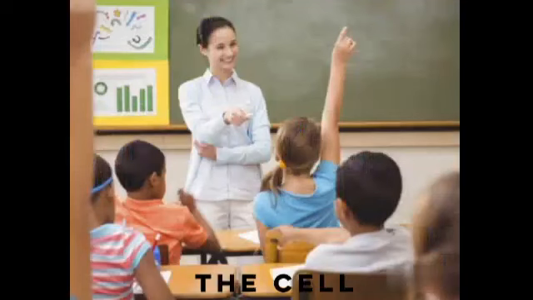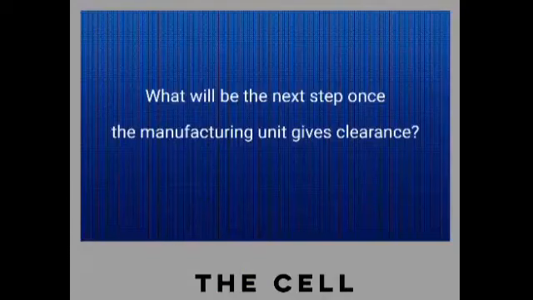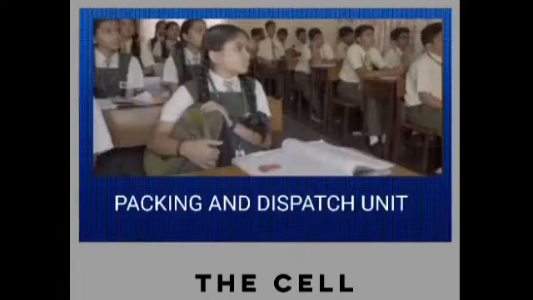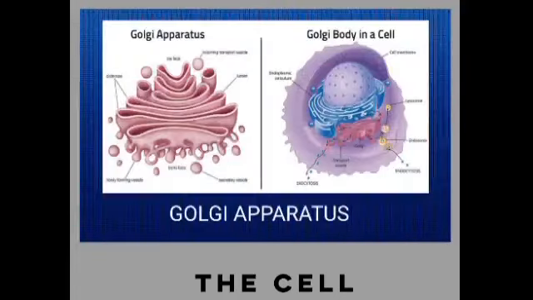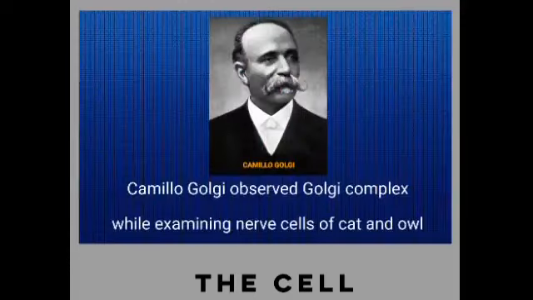Dear Slaters, can you tell what will be the next step once the manufacturing unit gives clearance? Yes, now the packing and dispatch are the next steps to be followed. Now let's discuss the packing unit of the cell, that is Golgi apparatus. Camillo Golgi is an Italian doctor who observed Golgi apparatus for the first time while examining the nerve cells of cat and owl.